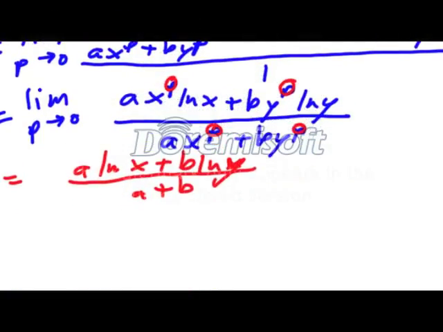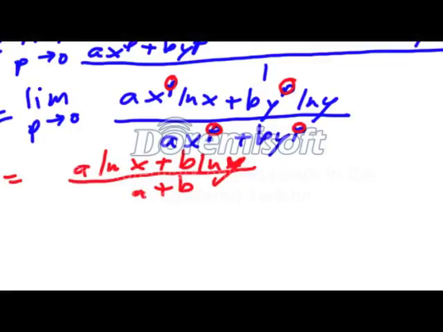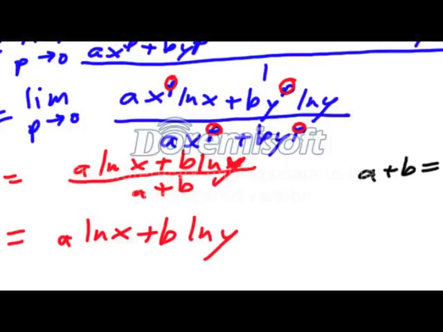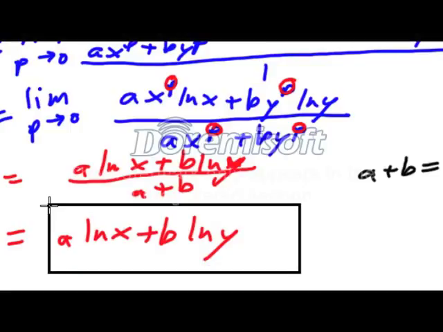And again, if you remember, the problem told us that a plus b was given to be 1. And so plugging that value in, that means the denominator is 1. We get a natural log x plus b natural log y. And so that's it. That's the answer to part A. Now we use this in part B.